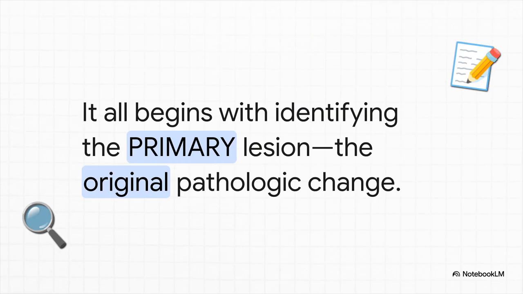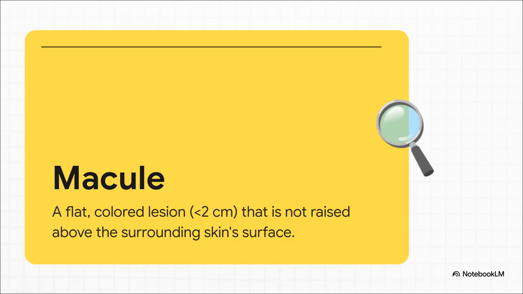And that process begins with identifying the primary lesion. Think of this as the original clue, the initial change. These are the lesions as they first appear, before they've been scratched or picked at or just changed over time. It's the purest presentation of the disease. Let's take a macule, for example. Super simple. It's just a flat, colored spot. Think of a freckle. It's a change in color, but there's no change in texture.